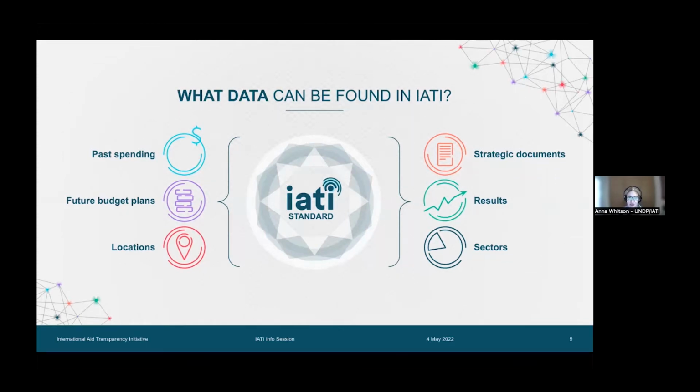There's also additional useful information that's not mandatory, but that makes the data much more robust and much more useful to the data users. And there's an ability to publish that also in IATI, right? So this could be things like the locations of projects, strategic documents that are associated to projects and activities, the results that have come out of those activities.